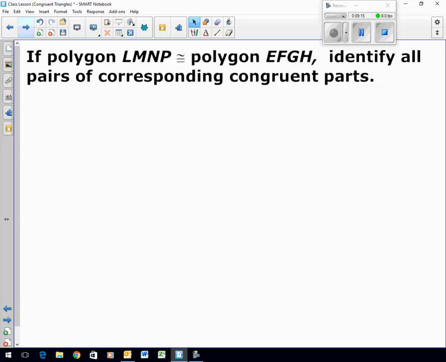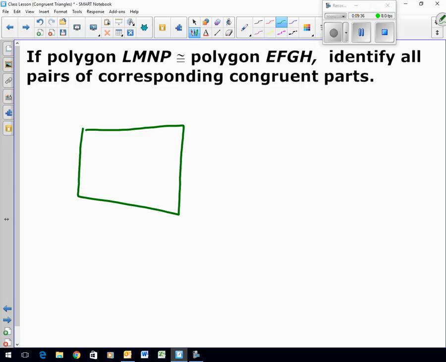Now try this one. Polygon LMNP is congruent to polygon EFGH. Identify the pairs of corresponding congruent parts. All right, Tyler Tracy, let's try this again. What's the first thing you're gonna do? Perfect, Tyler. Okay. It doesn't have to be a very good picture. Is mine very good?